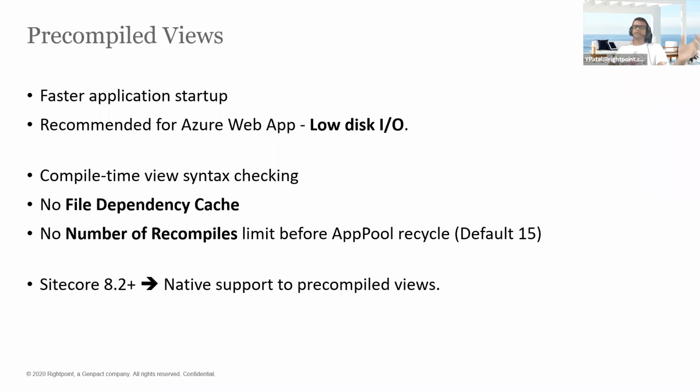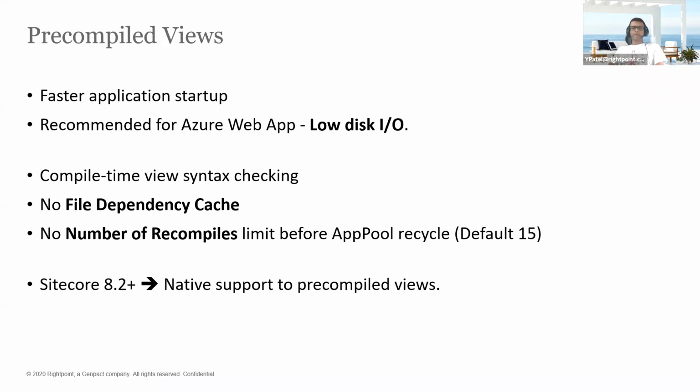The reason behind it is Azure PaaS will always have very low disk I/O, and that is the reason it will take a lot of time in compiling all the view files if they are not precompiled, and the application startup will be really slow on Azure. So that is really recommended if your implementation is deployed on Azure. Even if it is deployed on VMs or on-prem, precompiled views are still a really good option.